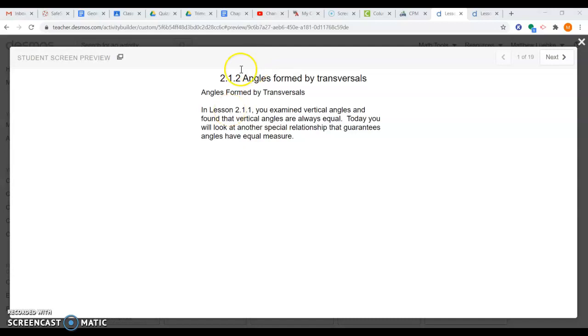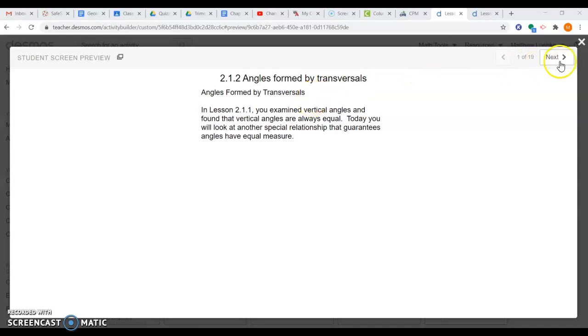Alright, here is the video guide for lesson 2.1.2, angles formed by transversals. So here is another lesson that's going to focus in on angle relationships. We saw 3 angle relationships in 2.1.1 and we're going to add some more to that here today.